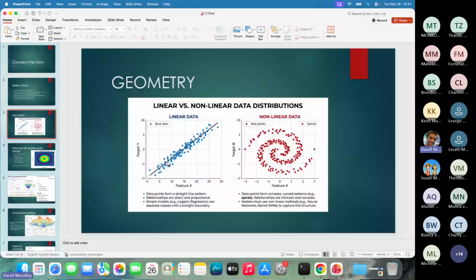Now this is in a two-dimensional space, so it's easy to visualize, but just keep this image in mind. Even if you go to high dimensions, it follows a straight line kind of pattern. And then you get nonlinear data, and that's on the right. Now the data is more like a spiral kind of shape. So some models work well on linear data, but they don't work well on nonlinear data, and vice versa. And that's what we mean by the geometry. It's basically the distribution of your data in the feature space.